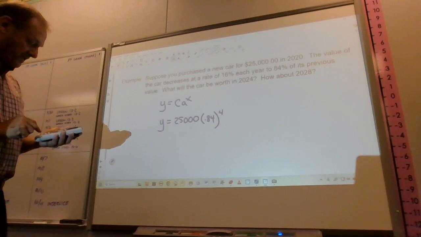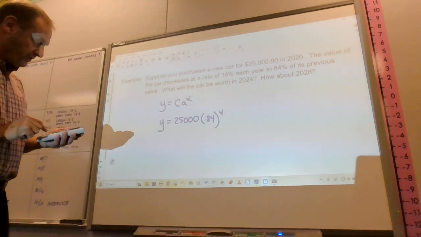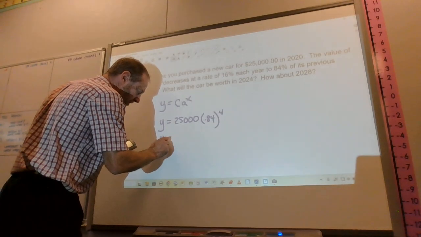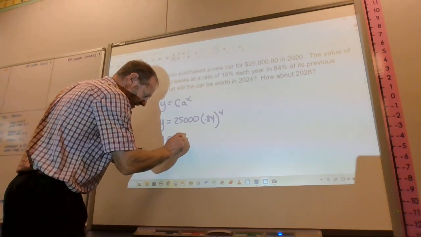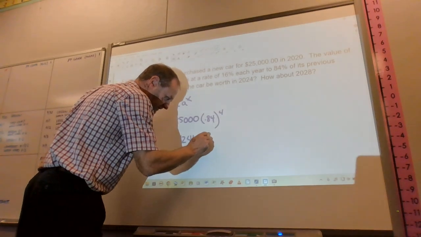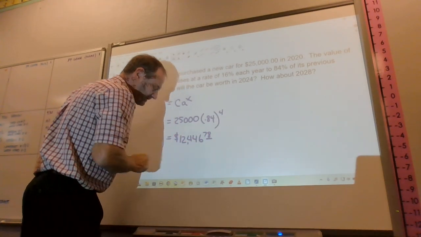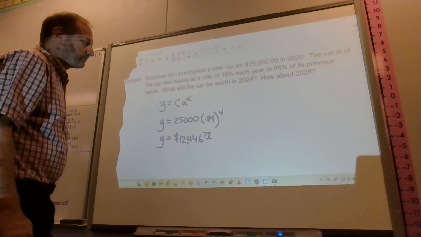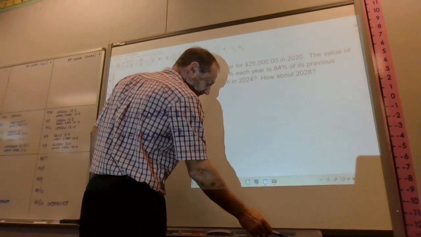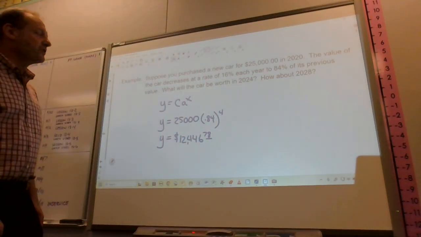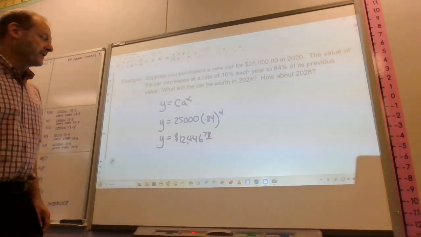25,000 times 0.84 to the 4th power. And that $25,000 car is now worth about $12,446.78. Now obviously it's not going to be that accurate, but if you guessed around 12,500, you're in the ballpark. Okay, now I'll let you pause the video and calculate 2028, and then jump back on here and check your answer.